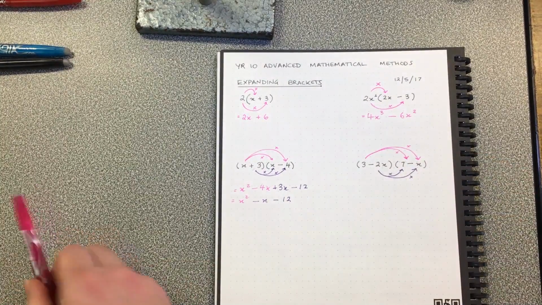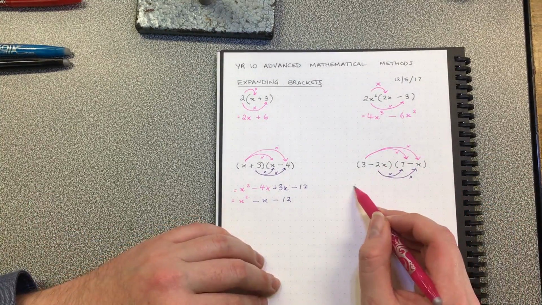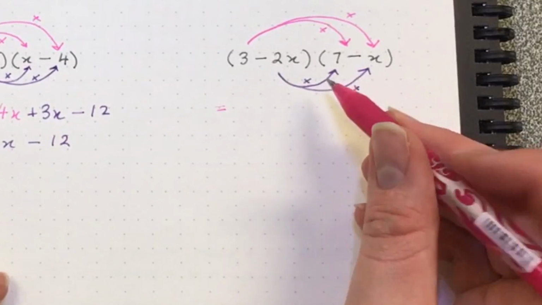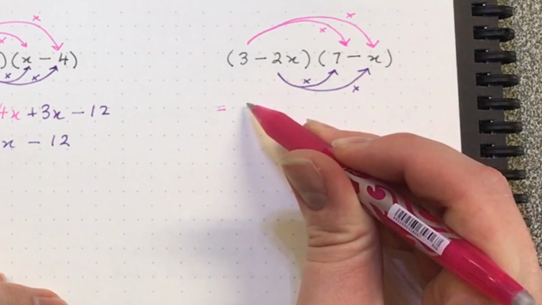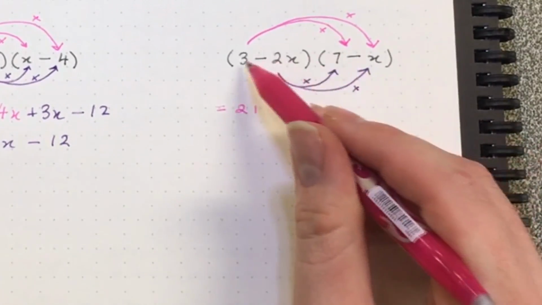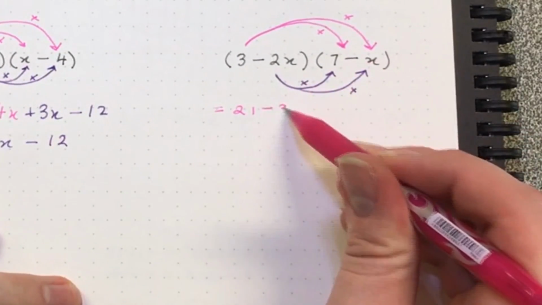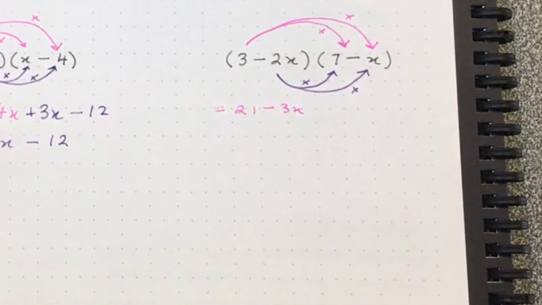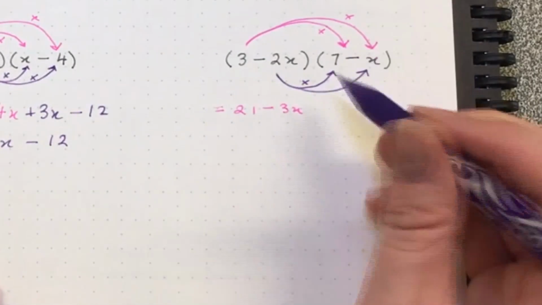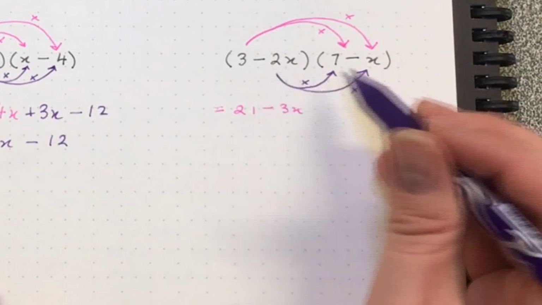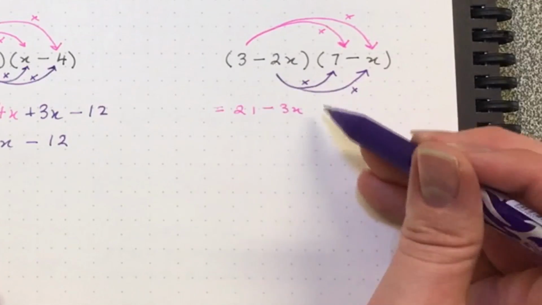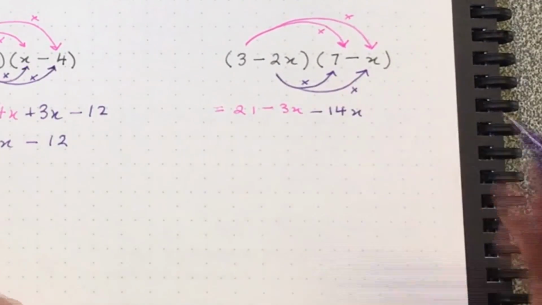So we get a 3. What's 3 multiplied by 7? 21. Excellent. 3 times negative x is negative 3x. Negative 2x times 7 is negative 14x.